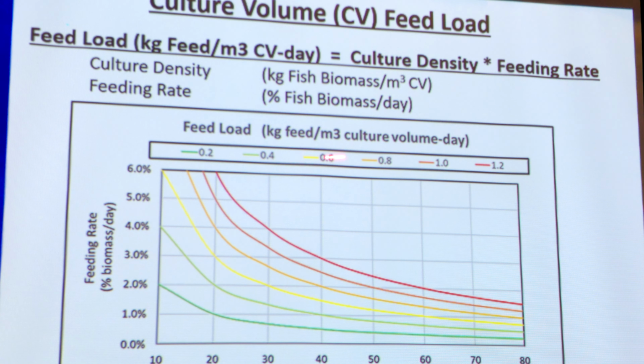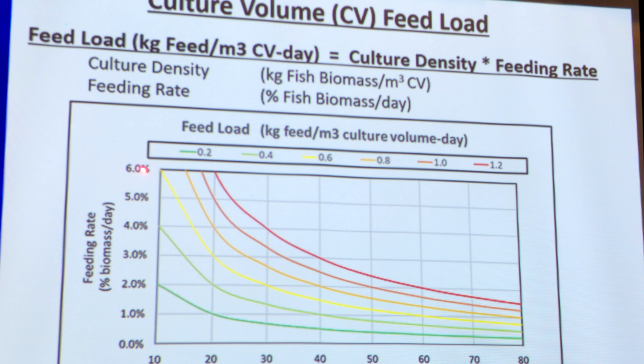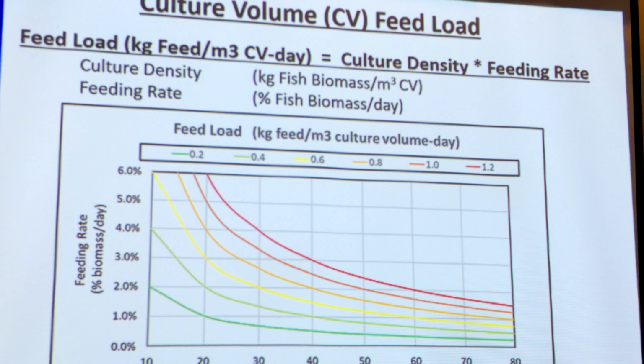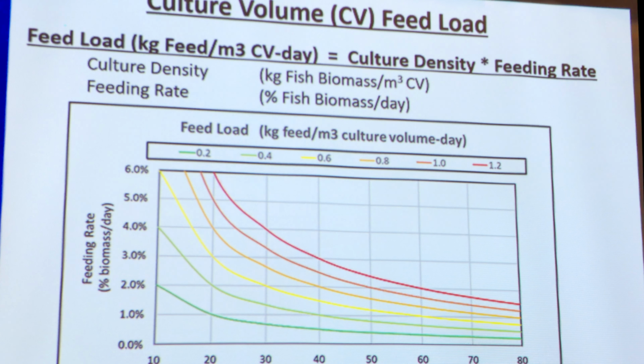So if you take that 0.6, for example, and you follow that yellow curve, if you have a product that requires 6% biomass per day feeding rate, then you need to manage a density that's down around 10 kilograms per cubic meter to achieve that. So that's just important to understand, and that feed load really drives all those mass balances that Mike Timmons was talking about. And the mass balances in the end drive the recirculation rates and the turnover rates.